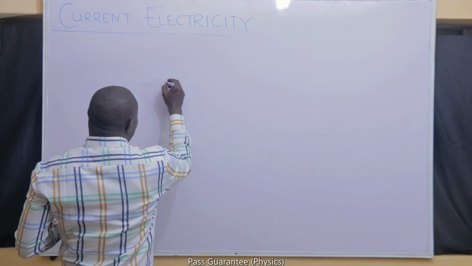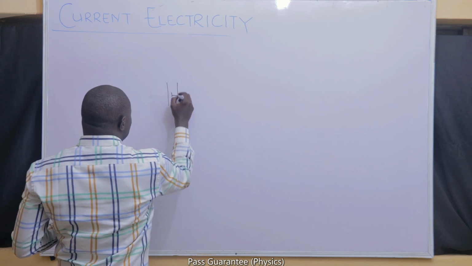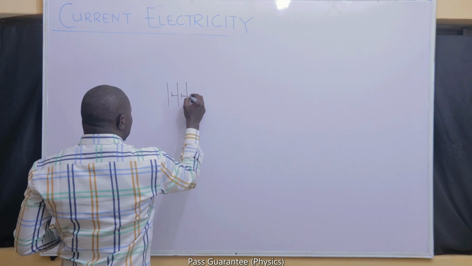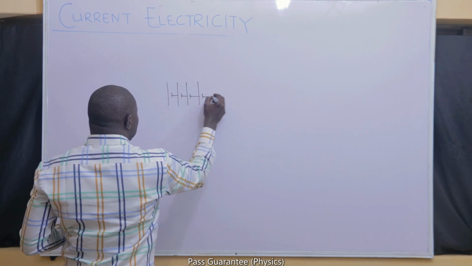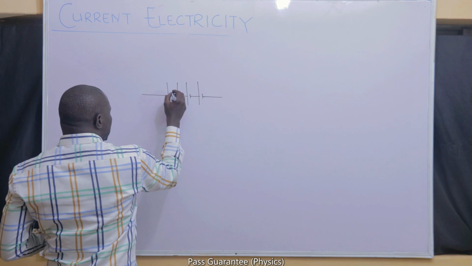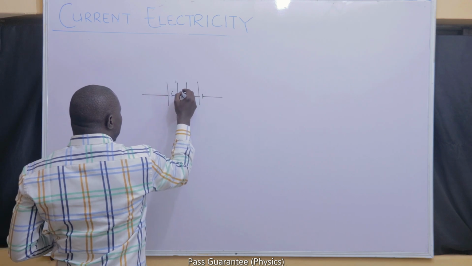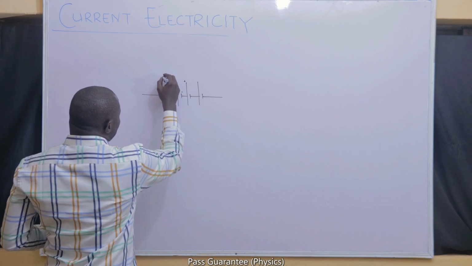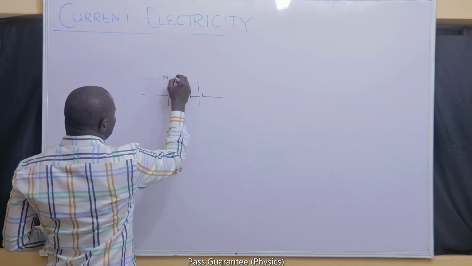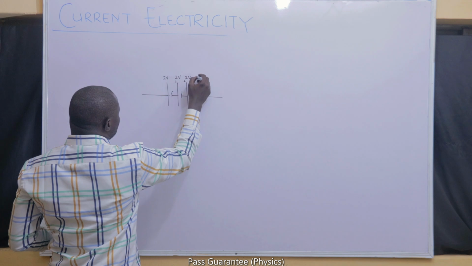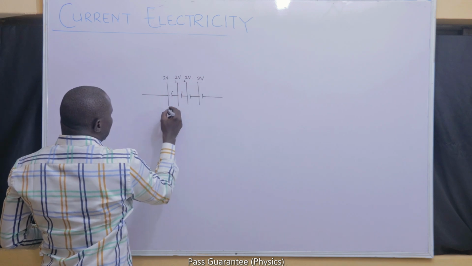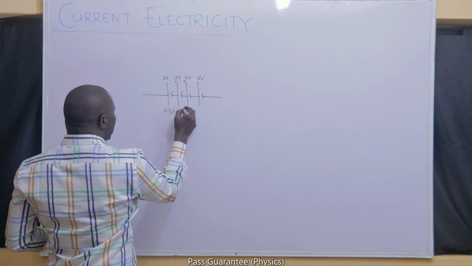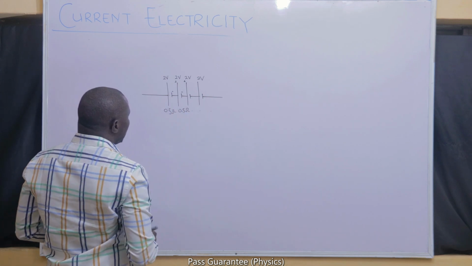If cells are connected in series, they are connected correctly such that the negative of one leads to the positive of the other, and so on and so forth. Let us assume that each of them has an EMF of 2 volts, 2 volts, 2 volts, 2 volts, while their internal resistances are 0.5, 0.5, and so on and so forth.